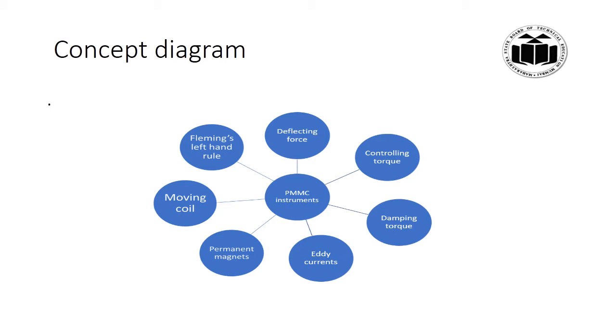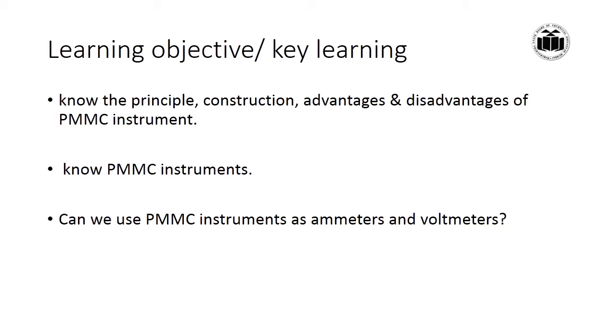This is the concept diagram of PMMC instruments. In this PMMC instrument, we are going to learn the deflecting torque, controlling torque, damping torque, eddy currents, then permanent magnet, moving coil, and Fleming's left hand rule. Learning objective means at the end of this session, you should be able to know the principle, construction, advantages and disadvantages and applications of PMMC instruments.